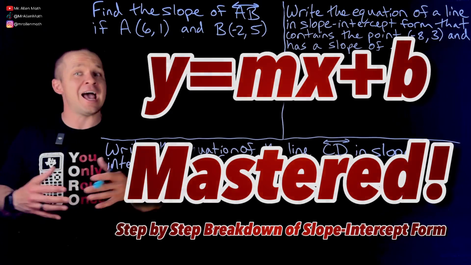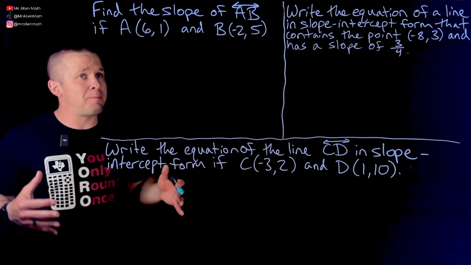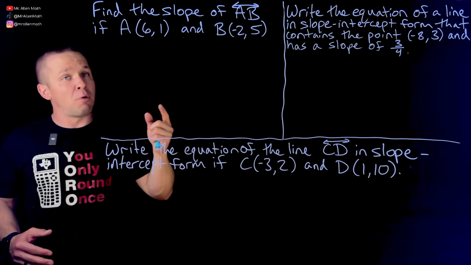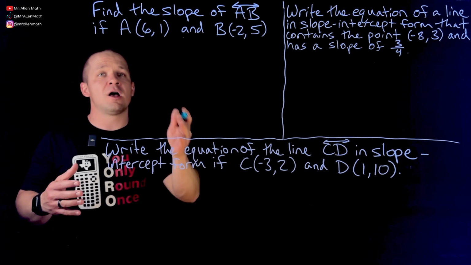Writing equations of lines is a key concept from Algebra 1 that you're going to use in every math course in high school, all the way up through AP Calculus. So let's get it down. First thing here, we're going to find the slope of line AB. We have points A (6, 1) and B (-2, 5). Those are the coordinates of points A and B.